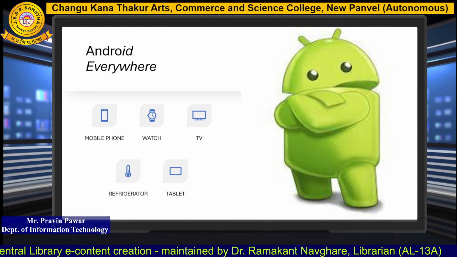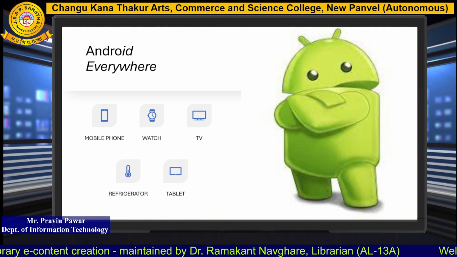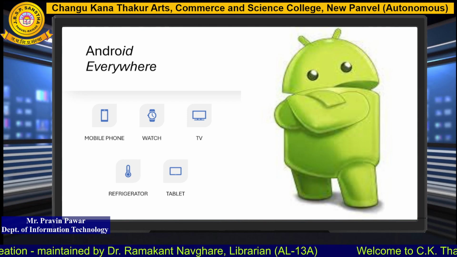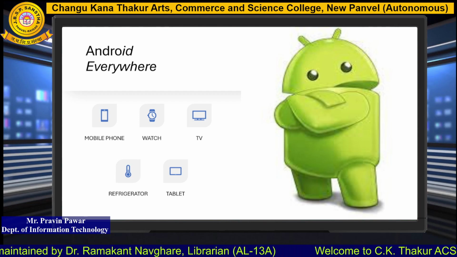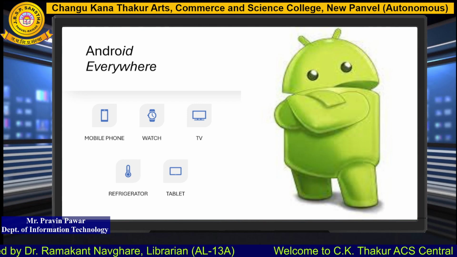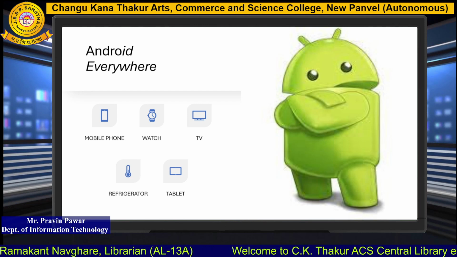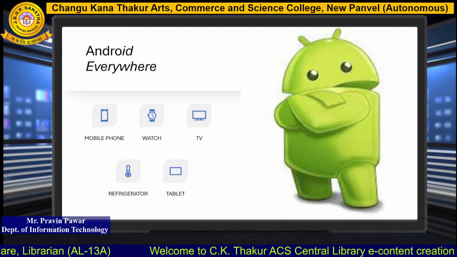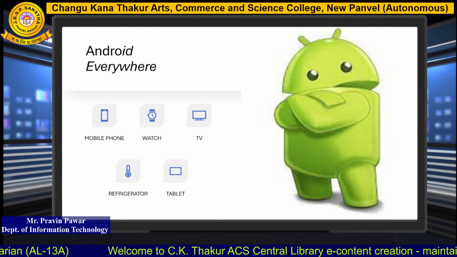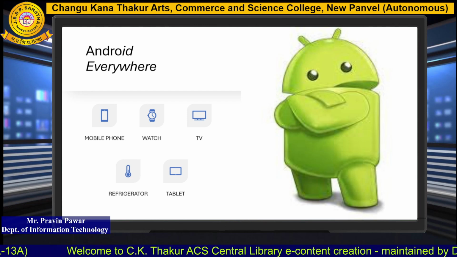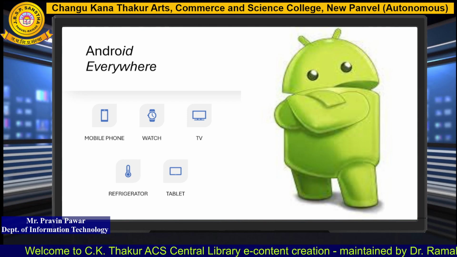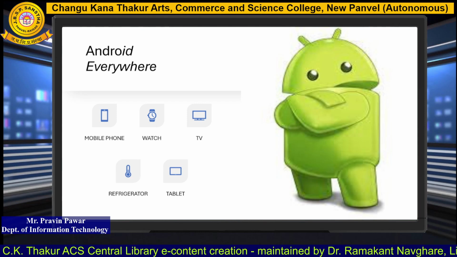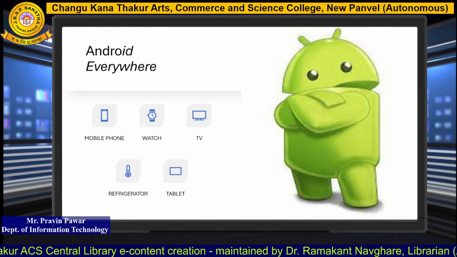Now the Android version will be used everywhere for your mobile phones as well as smart watches. With the help of Android applications we are also going to use smart TVs, which also use the Android operating system. Refrigerators, smart refrigerators, as well as tablets. So these are all this kind of applications. Android operating systems are working on every kind of device right now. So it may be the mobile phone, watch, TV, refrigerator, or the tablet.